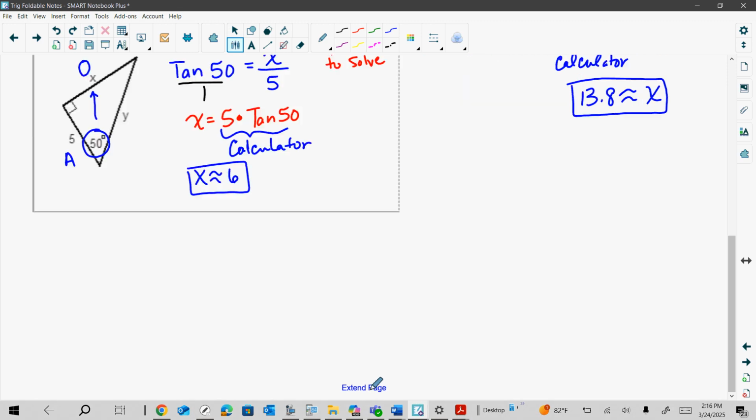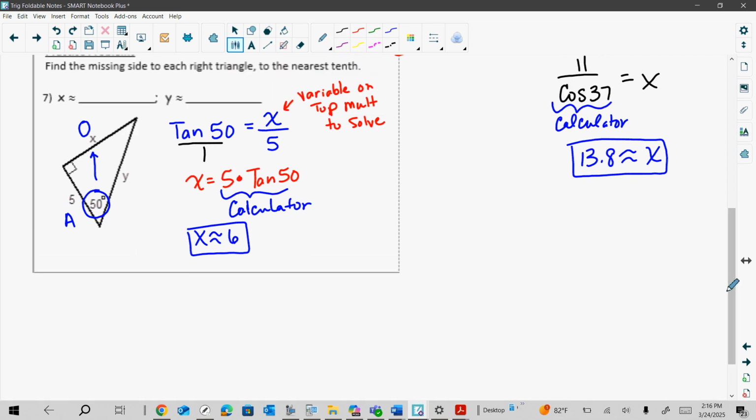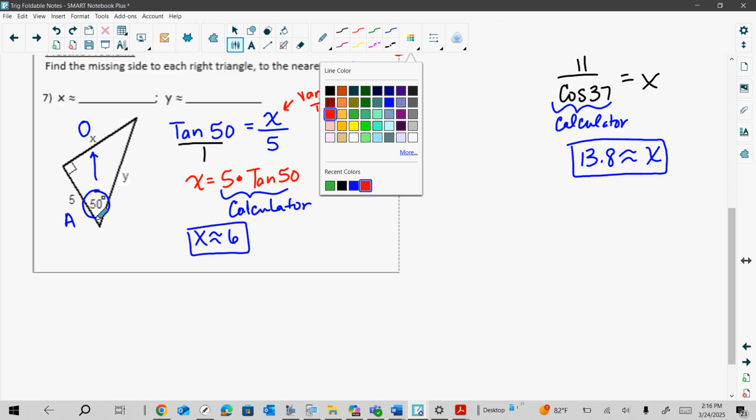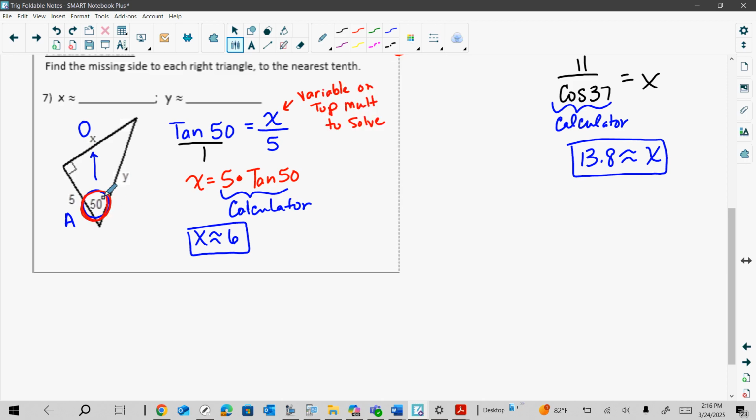Now, I'm going to extend the page just a little bit to do our trig function with the y. If I'm using the same reference angle of 50, but I don't want the x, I want the y. The y is the hypotenuse. So the sides I need to use are the 5 and the y, which is adjacent and hypotenuse. And so for that, you would have to do cosine of 50 equals adjacent over hypotenuse, which is the 5 over the y.